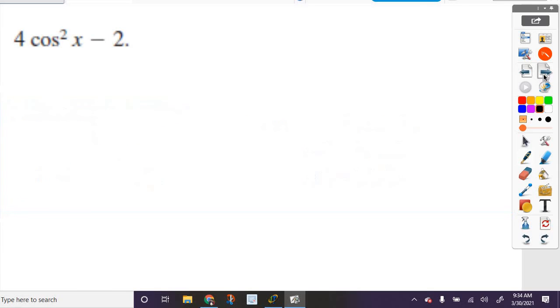So notice that we're given 4 times cosine squared x minus 2. And I want us to simplify. Okay?